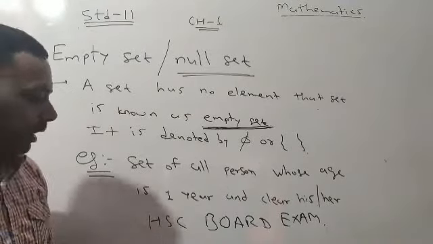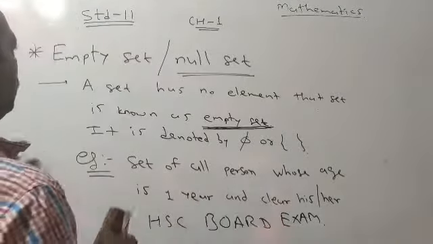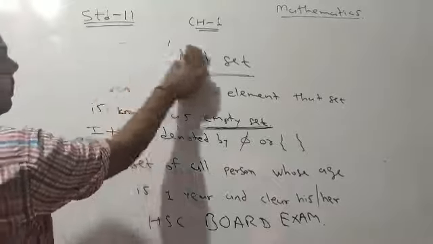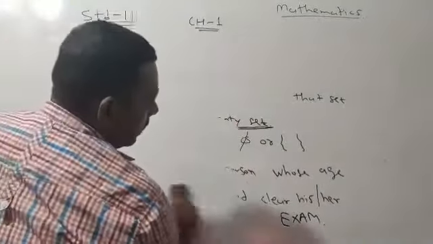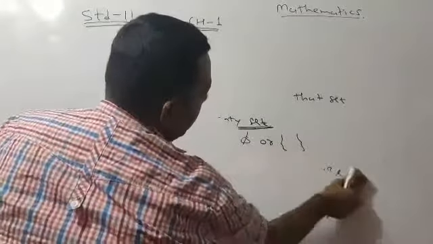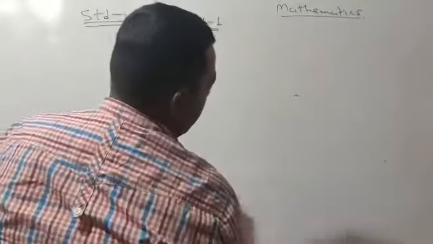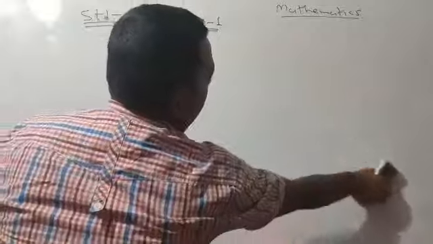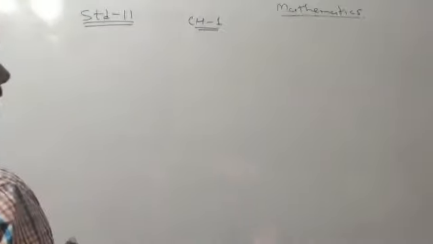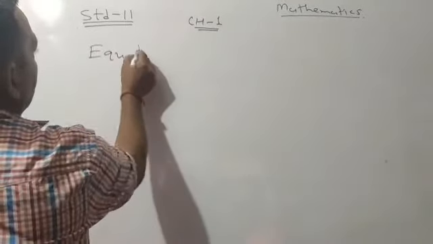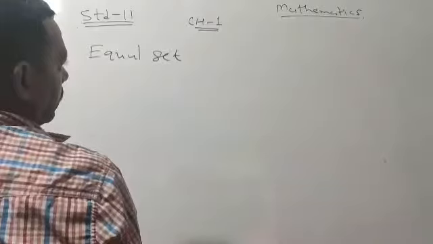Now, apart from that, our next topic of the same exercise 1.2 is equal set and equivalent set. See, equal set is there in your textbook. The word equivalent is not there, but we will discuss both the terms. Now, what do you mean by equal set?